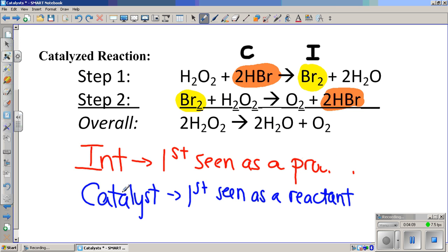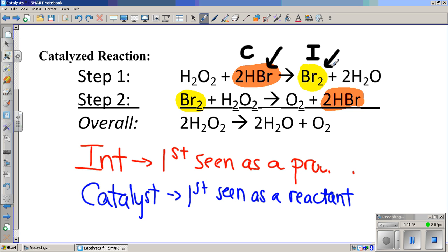And then a catalyst is something that's first seen as a reactant. So you see that this one right here was the catalyst, because the first time we saw it, it was a reactant. Then we saw it as a product. Intermediates are first seen as products. So the first time we saw the intermediate, it was here as a product.